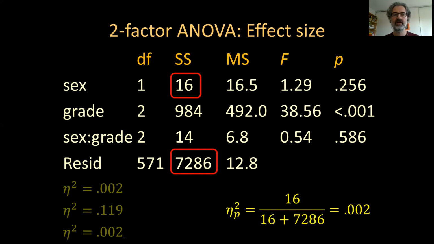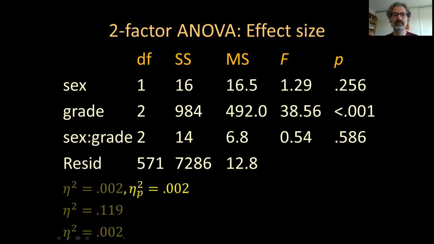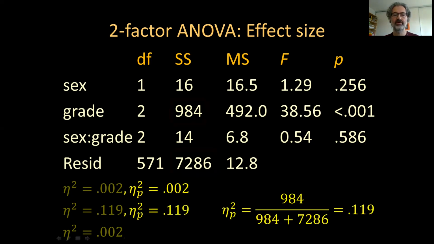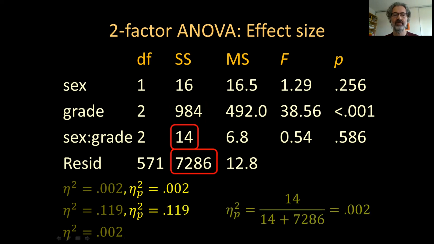The variability in the data that is accounted for by other factors is excluded from the calculation of this effect size. So the proportion of variability in the data not accounted for by any other factor is the partial eta square for sex. And in the same way, we can calculate the partial eta square for grade and the partial eta square for their interaction.